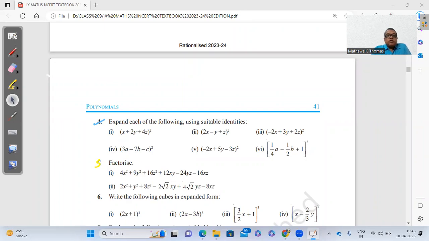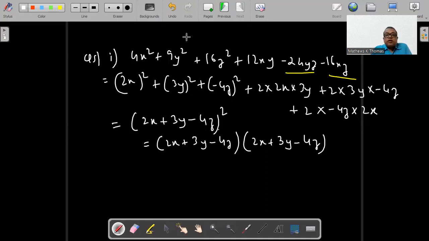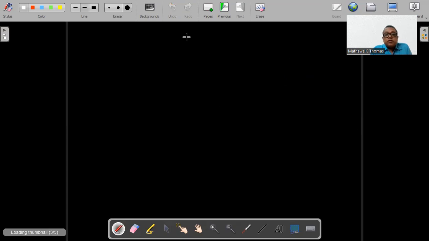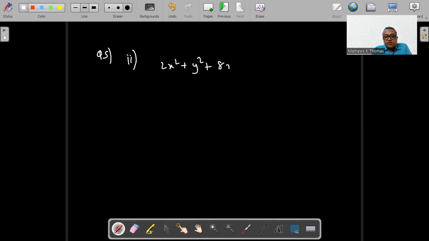This is important. So I'm going to write down this question for you. Question number 5, part 2, that is 2x square plus y square plus 8z square minus 2 root 2 xy plus 4 root 2 yz minus 8xz. Okay, this was the question. Again, if I look at the negative terms, xy here and xz here, x is negative. So I know my x term is negative.